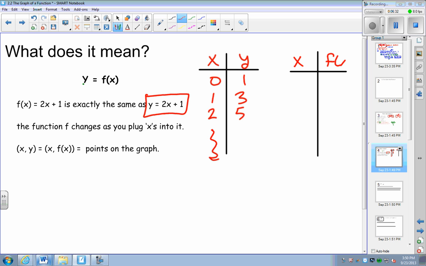We could write this as x, f of x. That's this right here. You plug a 0 in for x, you get a 1. You plug a 1 in for x, you get a 3. Plug a 2 in, you get a 5, etc. They're the same thing. Okay? x comma y, x comma f of x. They're the exact same thing.